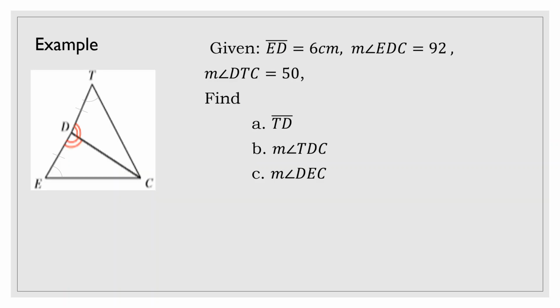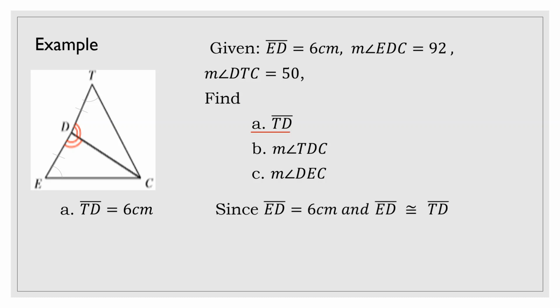Another example. In the given, we have the measurement of side ED, which is 6 centimeters. The measure of angle EDC is 92, and the measure of angle DTC is 50 degrees. So in letter A, the measure of side TD. Okay, looking at the figure, TD is congruent with DE or ED, and ED is equal to 6 centimeters. So we can say that TD is equivalent to 6 centimeters since ED is 6 centimeters and ED is congruent to TD.